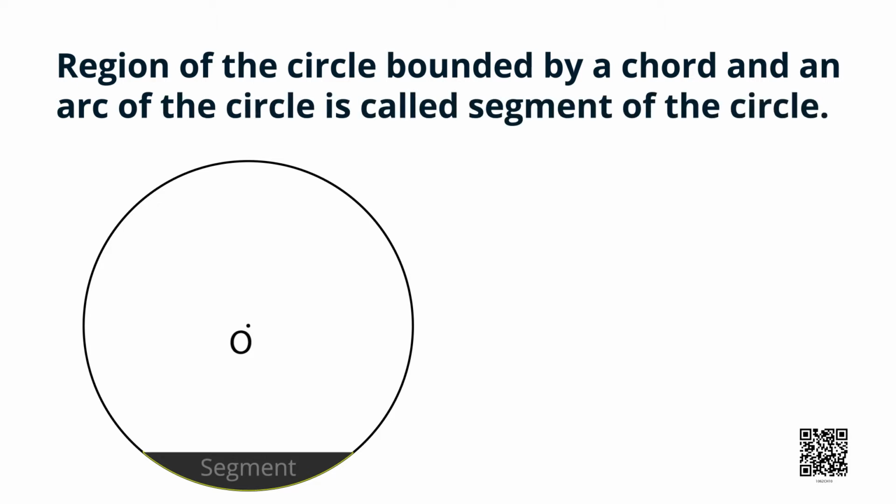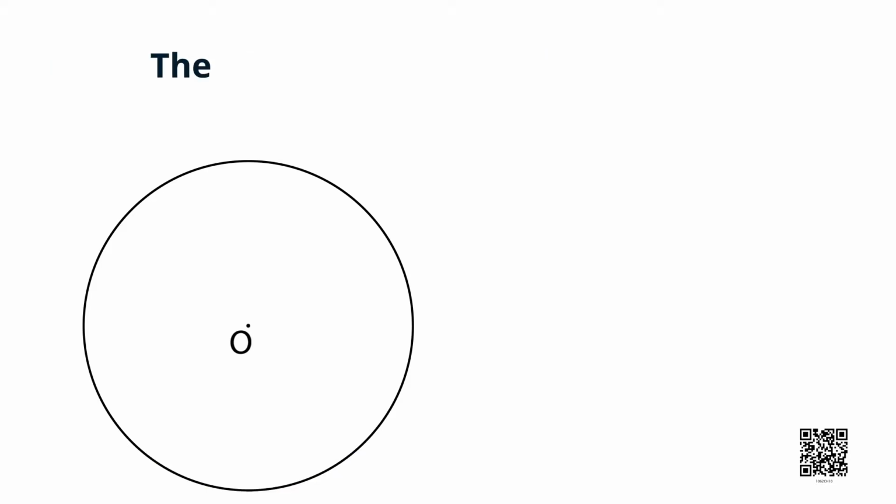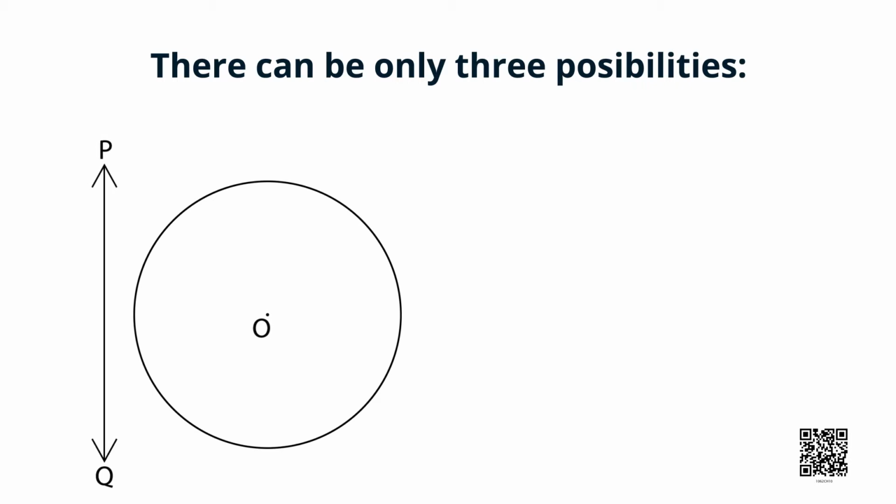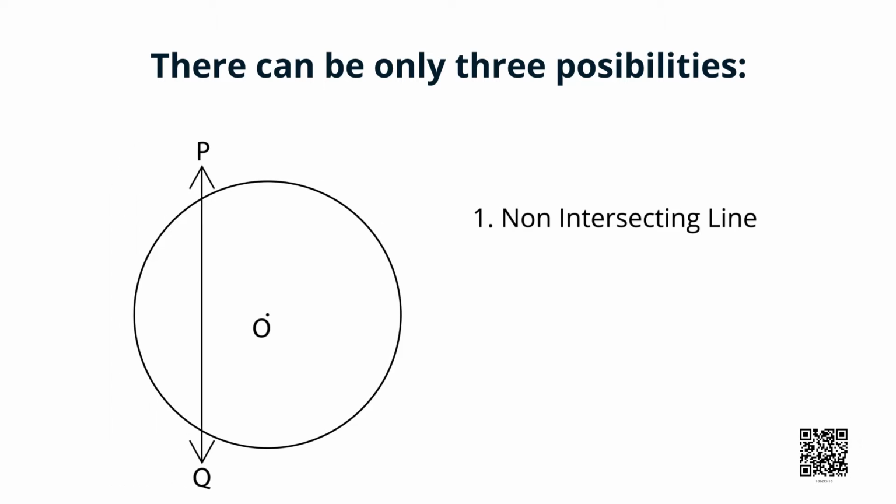Now let us examine which situations can arise if we have a line and a circle in the same plane. There can be only three possibilities. The line PQ and the circle have no common point. So PQ is a non-intersecting line with respect to the circle. Another case is the line PQ intersects the circle at 2 points. Let the 2 points be A and B. In this case, PQ is called a secant of the circle.